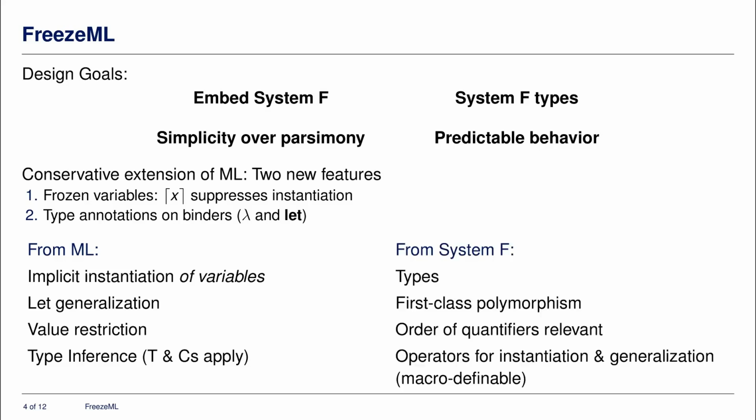What we've taken from System F are its types and its first-class polymorphism. And because we are using exactly System F types, the order of quantifiers matters in FreezeML. Finally, we do have operators for explicit instantiation and generalization in the language, but we will see in a moment that those are actually just definable as syntactic sugar.